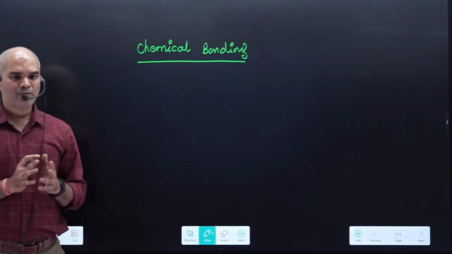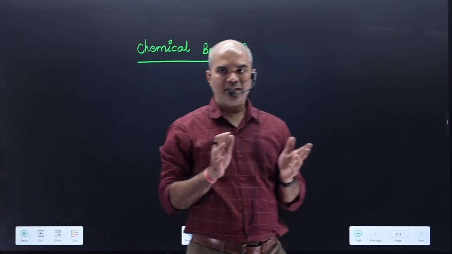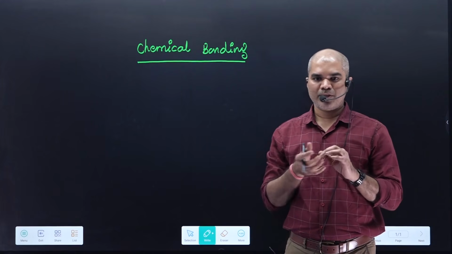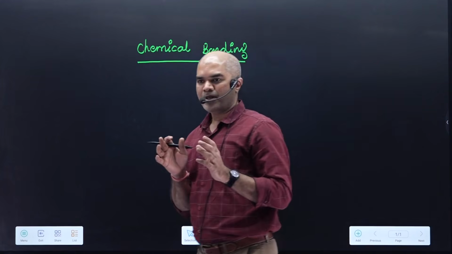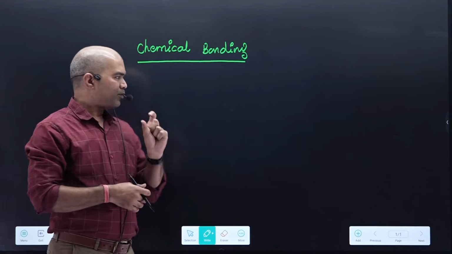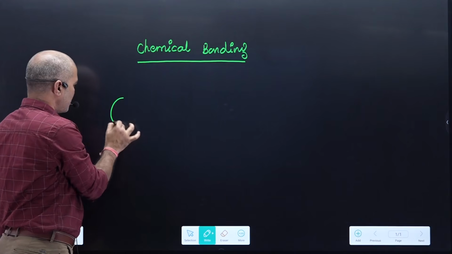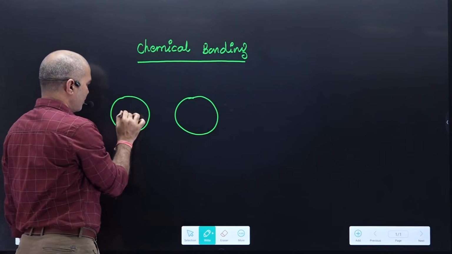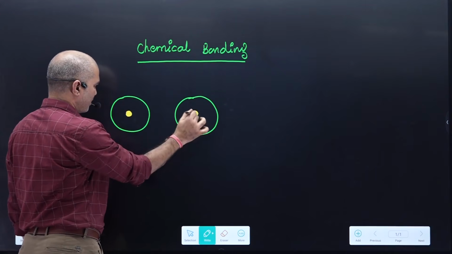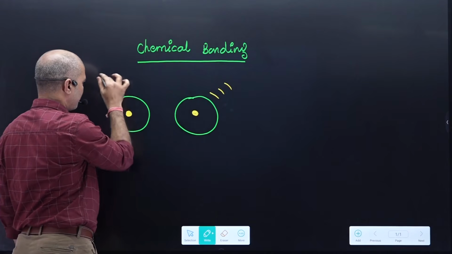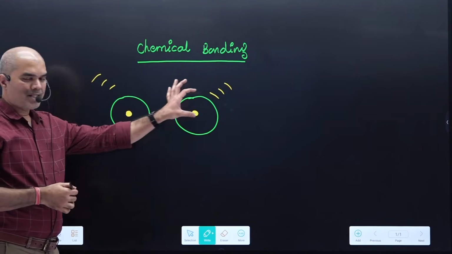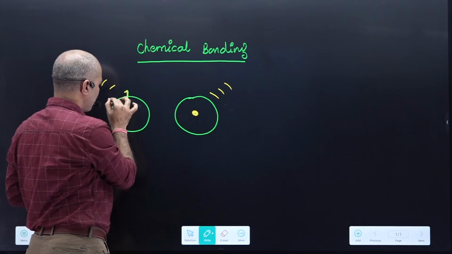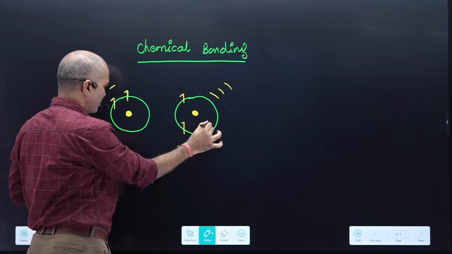A bond is a force of attraction between the atoms, the combining atoms. That could be an electrostatic force of attraction, or the attraction could be due to overlapping, whatever. But there must be opposite attractions. So for example, if I am taking one atom and a second atom, both of these atoms have nuclei. They have different shells. If I consider these two atoms, there are certain electrons also. Just consider there are a few electrons.